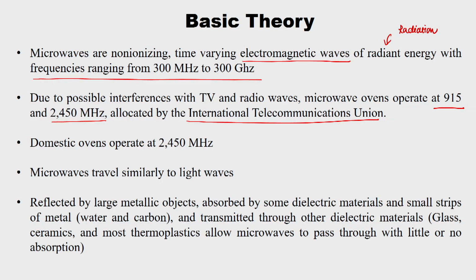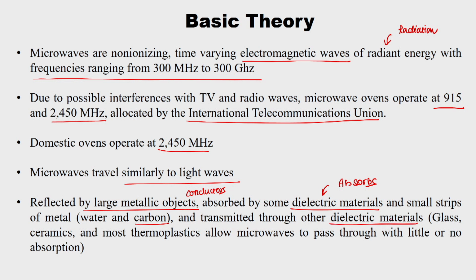So, domestic ovens normally operate at the higher frequency, 2450 megahertz, and microwaves travel similarly to light waves and are reflected by large metallic objects. So, metallic objects reflect microwaves. Metallic objects are conductive, right, they are good conductors, and microwaves are absorbed by some dielectric materials and some small strips of metal. One exception is carbon, which also absorbs the microwave. So, dielectric materials are the ones which absorb the microwave energy. Small strips of metal are also an exceptional case, and microwaves are transmitted through other dielectric materials.